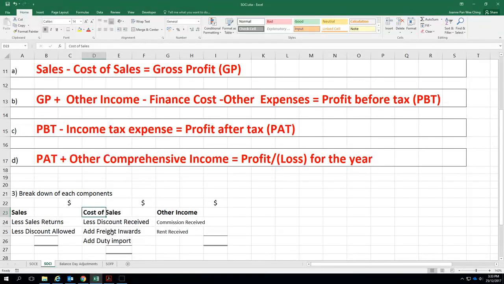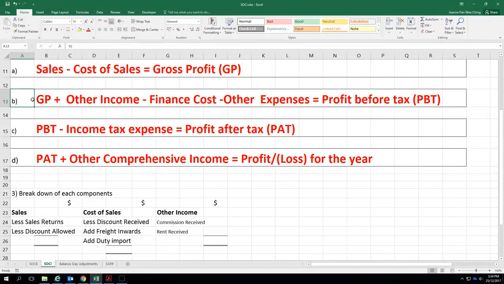For service business, because they don't have cost of sales and they don't have gross profit, what happens is sales plus other income minus finance costs minus other expenses equals profit before tax. For service business, they would jump to the second short formula. Let me repeat again. Sales plus other income minus finance costs minus other expenses equals profit before tax. So for trading business, after you get gross profit, you will continue with the second short formula.